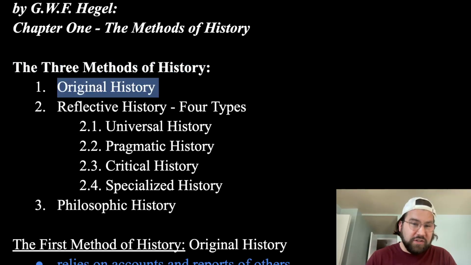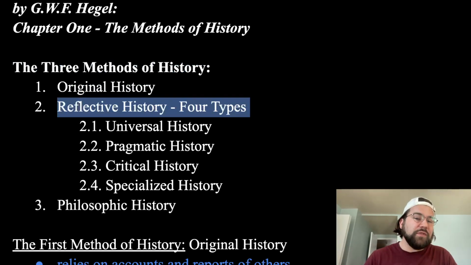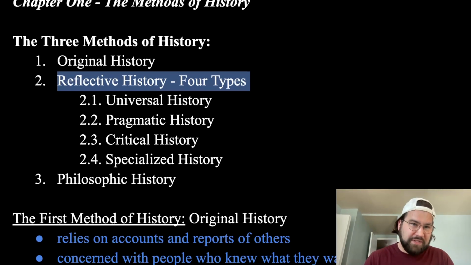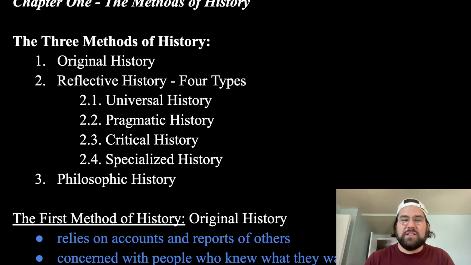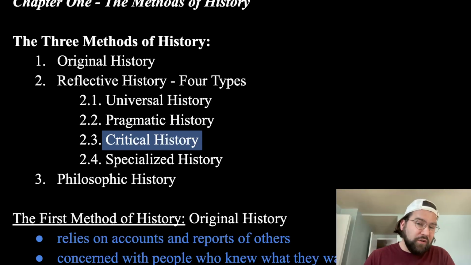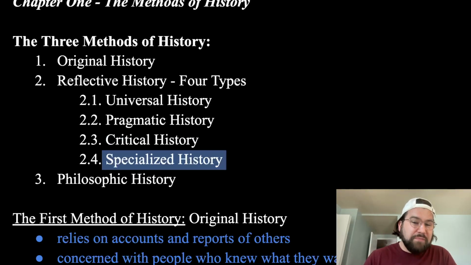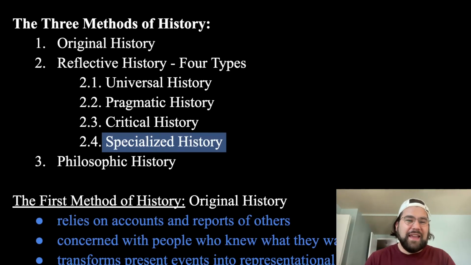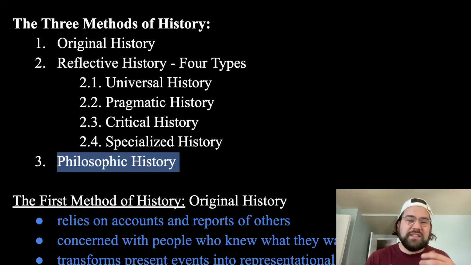The first one is original history. The second is reflective history, and he goes further into breaking this method down into four types. When you're reflecting on history, this can be universal, pragmatic, critical, or specialized. All four of these types of history are reflective for Hegel. And the third method of history is philosophic, which is this. That's what he's doing. That's his own method.